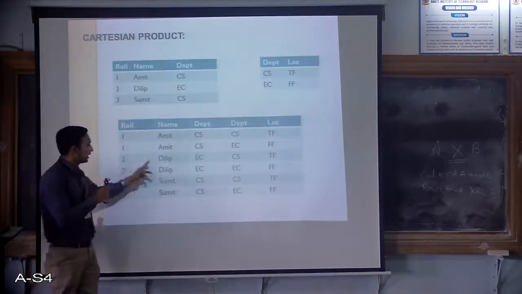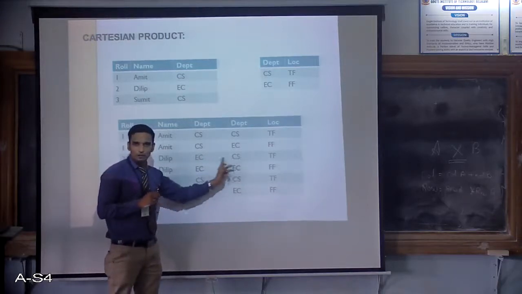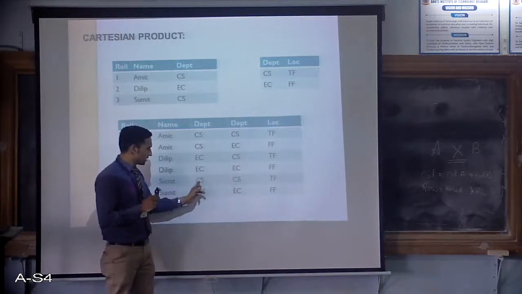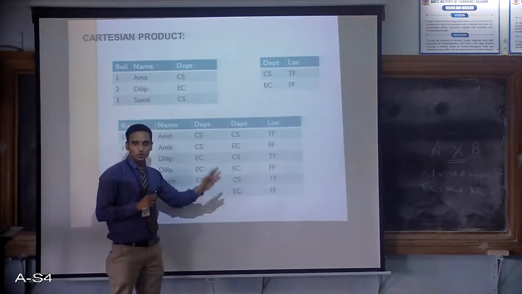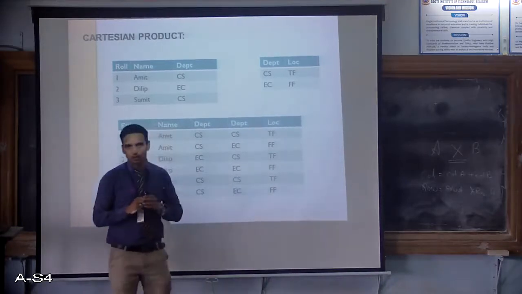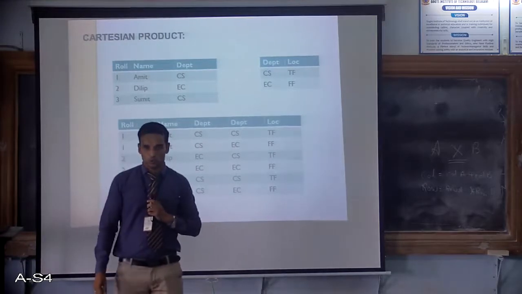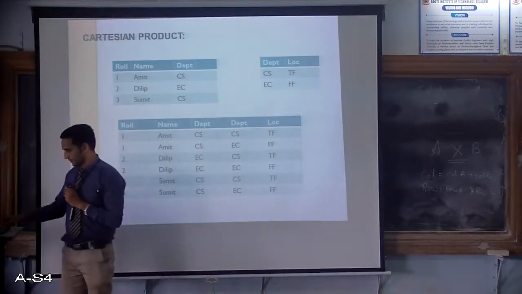So similarly, Dilip, he belongs to EC, but here I am getting CS. EC, CS. Mismatch, so noisy row. EC, EC, correct. CS, CS, correct. CS, EC, noisy. So whenever we go for a Cartesian product, we get a new table, but we come across the noisy rows also. This is called the Cartesian product of A cross B.